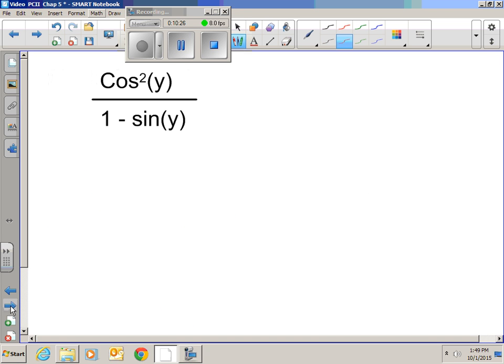Alright, I'm going to do a couple of simplifications, and then we'll be done. The directions on this are to simplify. There is no rote way to do these things. We'll do a bunch in class.